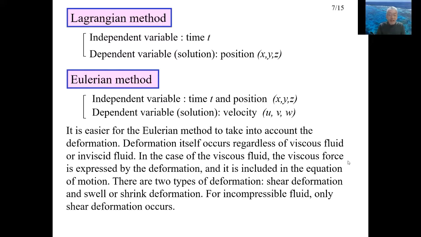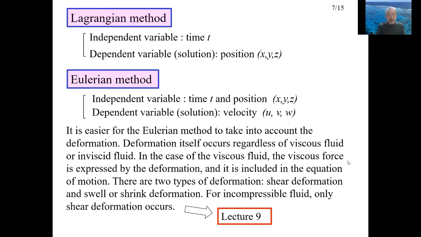It is easier for the Eulerian method to take into account the deformation. Deformation itself occurs regardless of viscous fluid or inviscid fluid. In the case of viscous fluid, the viscous force is expressed by deformation, and it is included in the equation of motion. There are two types of deformation: shear deformation and swell or shrink deformation. For incompressible fluid, only shear deformation occurs. The formulation of deformation will be described in detail in lecture 9.